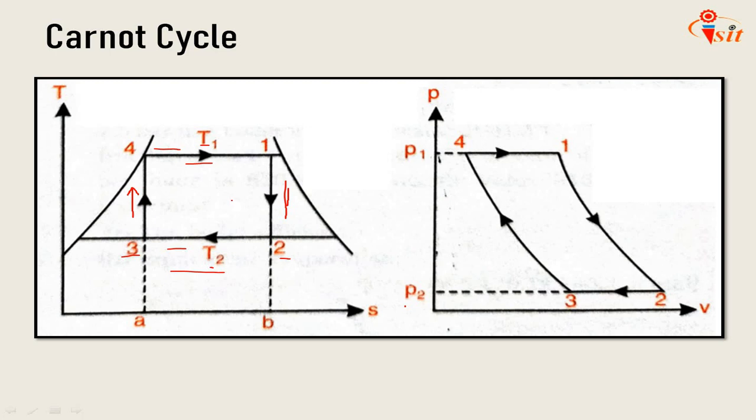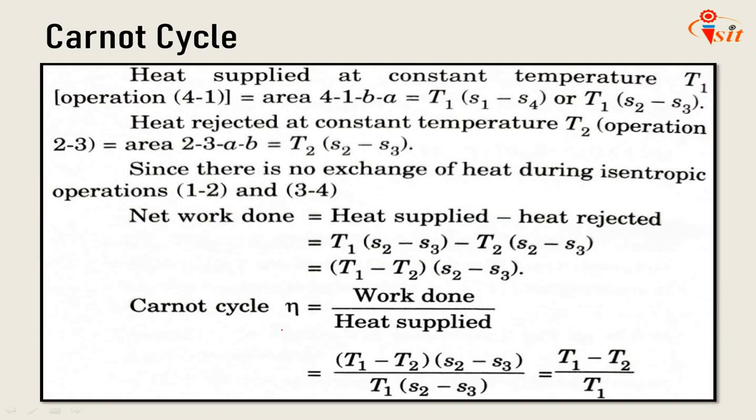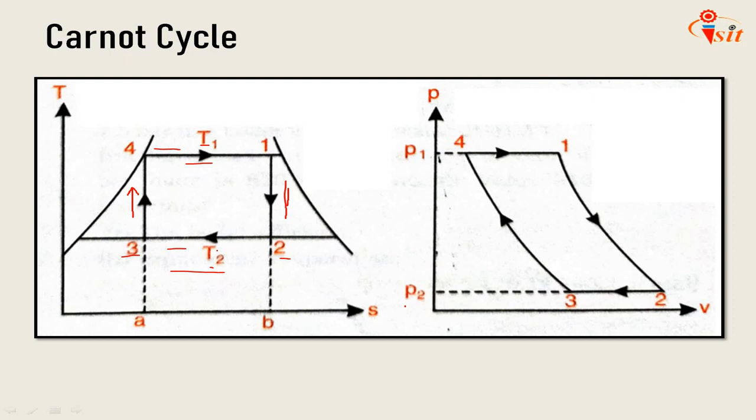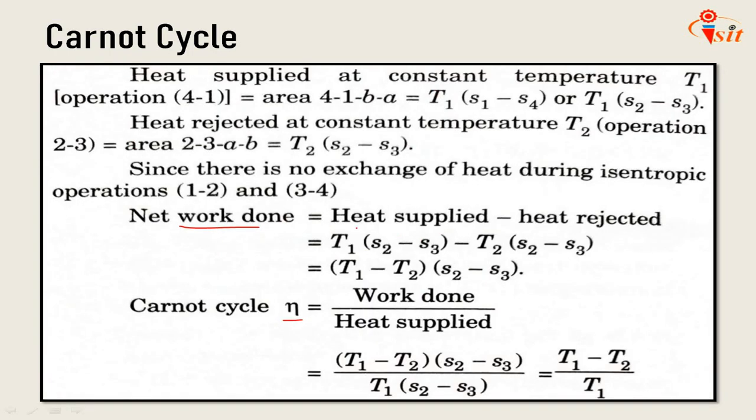Now what we need to calculate here is the efficiency of the Carnot cycle, which is nothing but output divided by input. What will be the output here? Output will be the work done and input will be the heat supplied. Now how to calculate that? Efficiency is work done divided by heat supplied. What is work done here? It is the difference between heat supplied and heat rejected. So we need to calculate first the heat supplied and heat rejected.